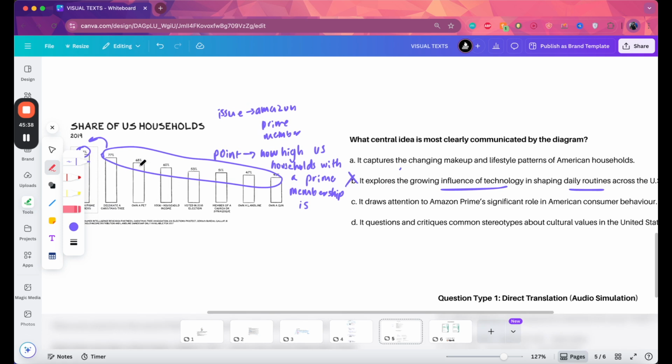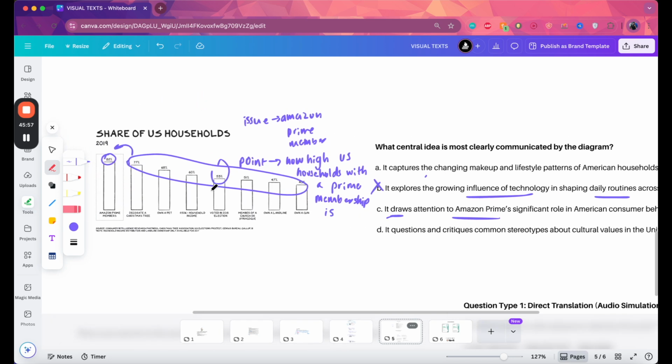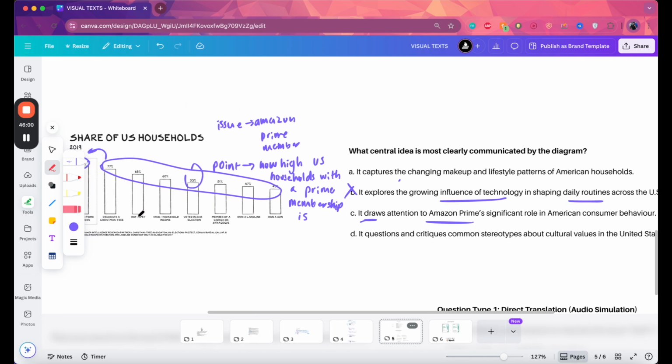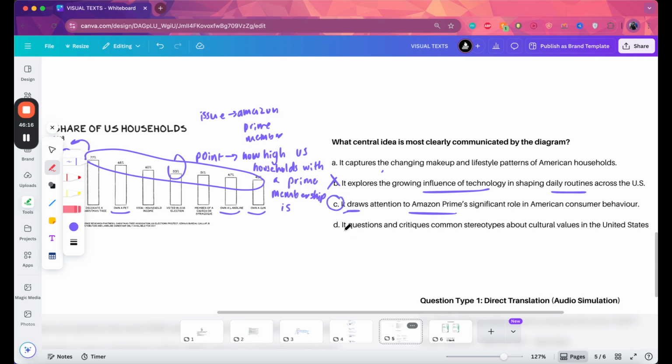There are some other things here, like pets and income and voting, but those aren't daily routines. Those kinds of things, especially voting, is once a year or maybe once or twice a year. For C, it draws attention to Amazon Prime's significant role in American consumer behavior. This is probably going to be the right answer just because it addresses the fact that Amazon Prime is talked about here, and it appears to look at consumer behavior because you consume things by buying a gun. That's consumers buying a gun. A consumer purchasing and using a landline. A consumer owning a pet. So it's most likely going to be C, but I'm just going to check the other options.